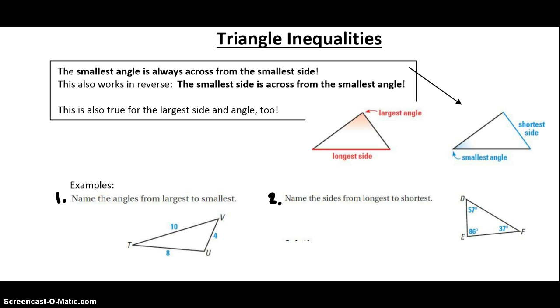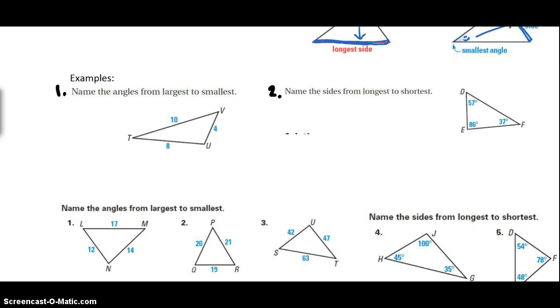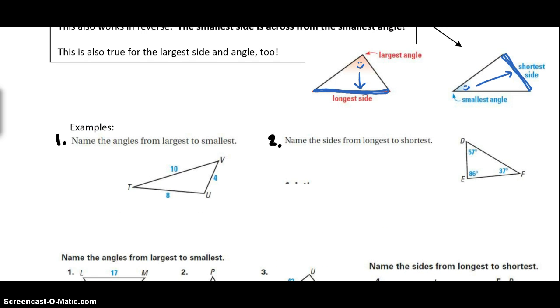The smallest angle is always across from the smallest side, and the largest angle is going to be across from the largest side. So look at this picture right here. If this is our largest angle, we'll put a happy face on it. Then across from this, that opposite side is going to be your largest side. And if this is your smallest angle, then across from your smallest angle is your shortest side. All right? So let's take that knowledge and apply it down here.